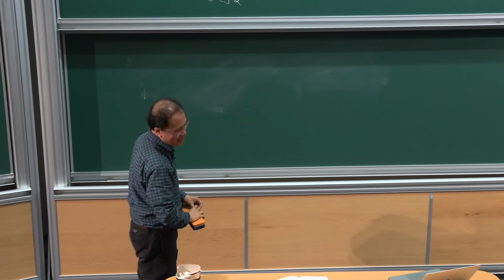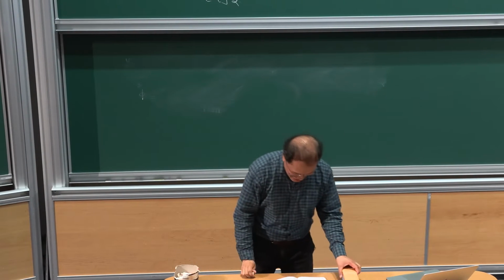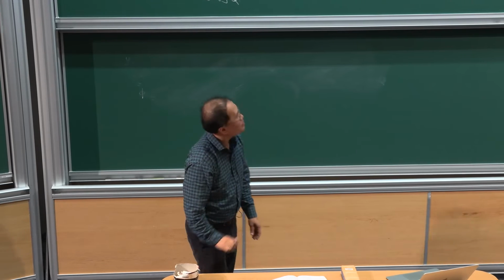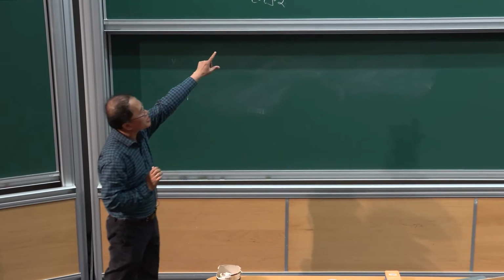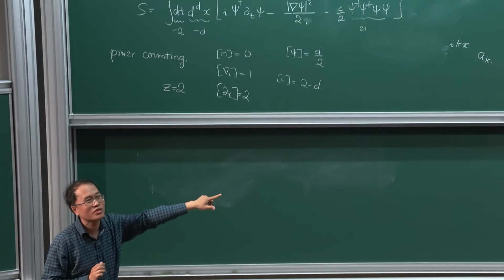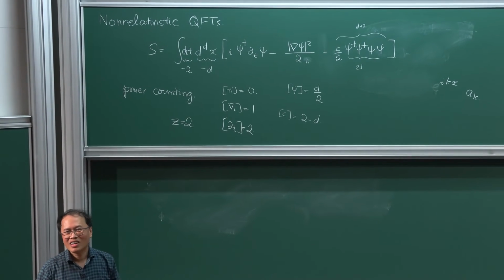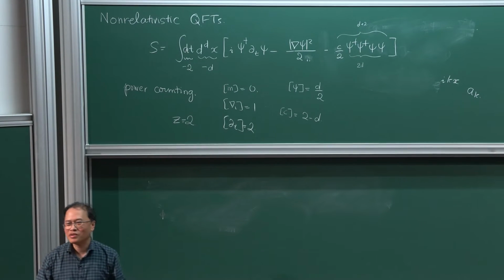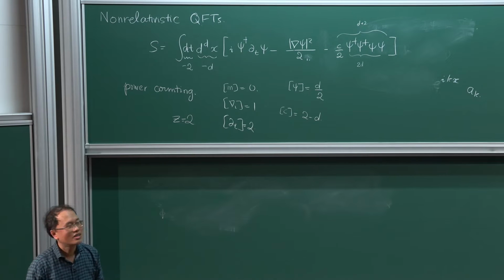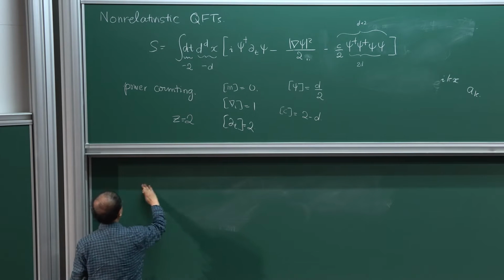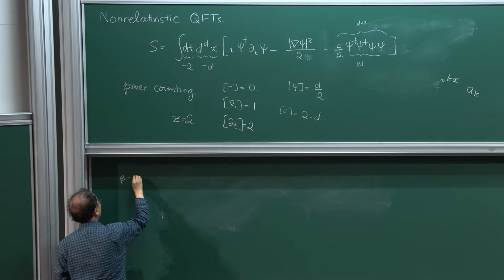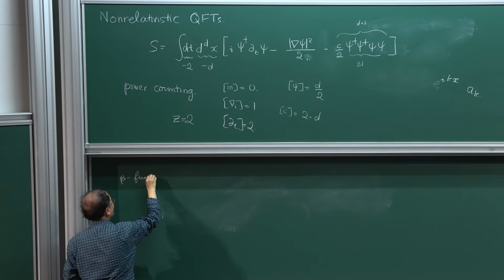Okay, so let me now go into some calculation. In order to see whether this interaction at d equal to 2 is marginally relevant or marginally irrelevant, we have to compute the beta function. So we sketch how the calculation of the beta function looks.